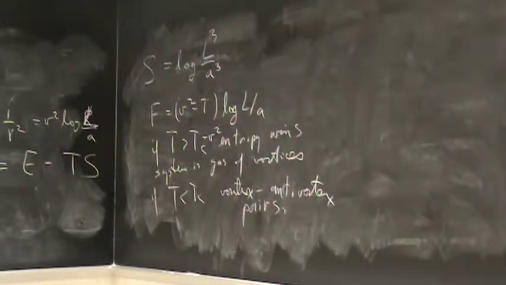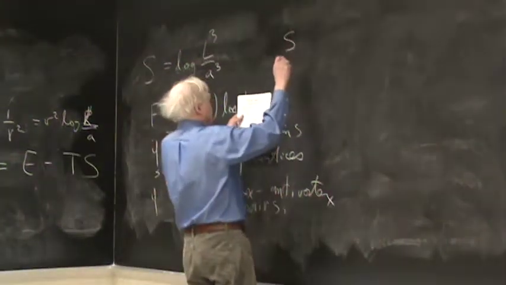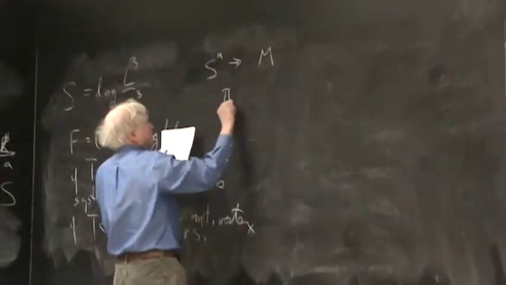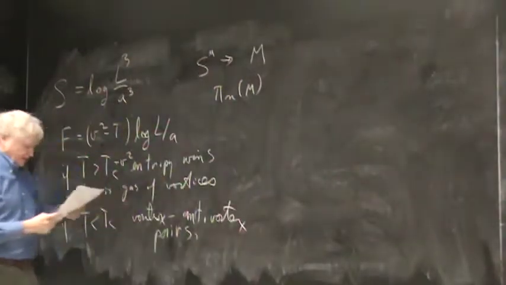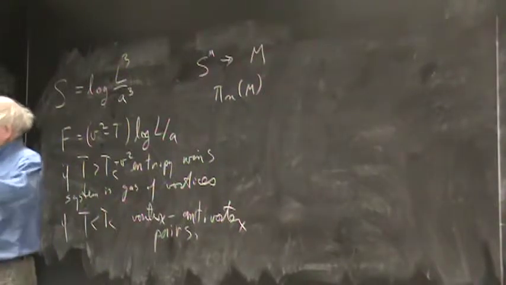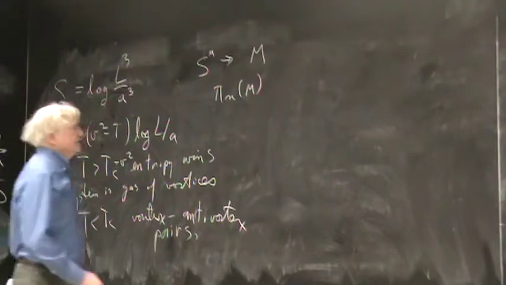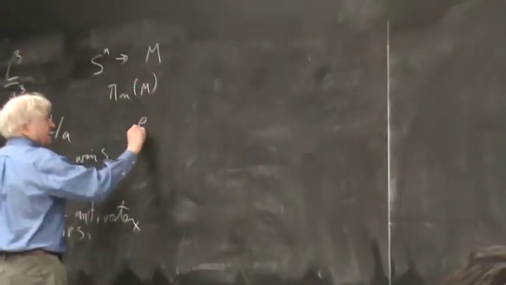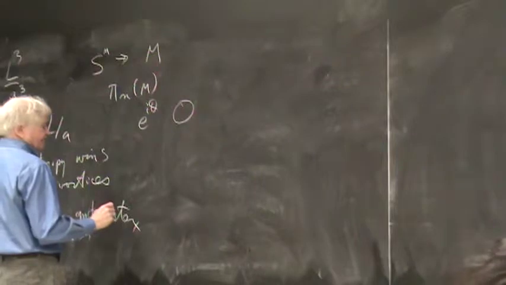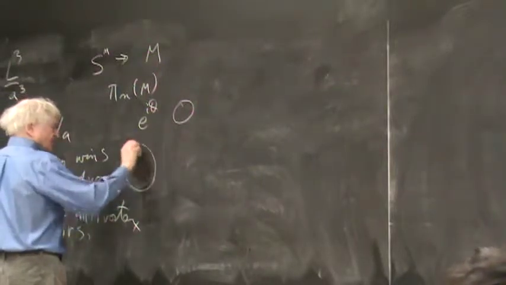Okay, so let me quickly remind you about the homotopy groups. These are maps from a sphere S^n into some manifold M, and it's called π_n of M. In this particular case, what's M? M is where the field has to be at infinity. So the field has to be e^{iθ}, and so we're talking about a circle. And we've got the maps then from spatial infinity.